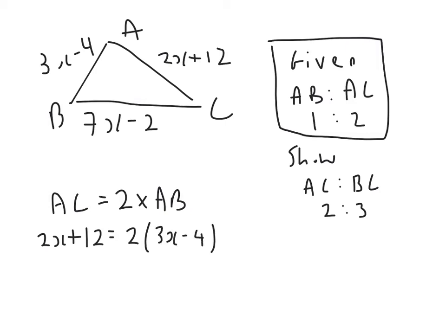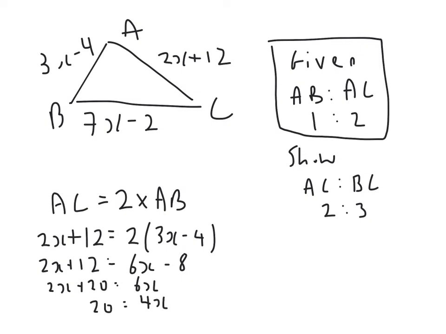So if you multiply that out, you've got 2x plus 12 equals 6x minus 8. You can add 8 to both sides, and you get 2x plus 20 equals 6x. Then you subtract 2x from both sides, you get 20 equals 4x, and then you can divide both sides by 4. So you end up with x equaling 20 divided by 4, which is 5. Okay, so we're now going to use this to show what they want.